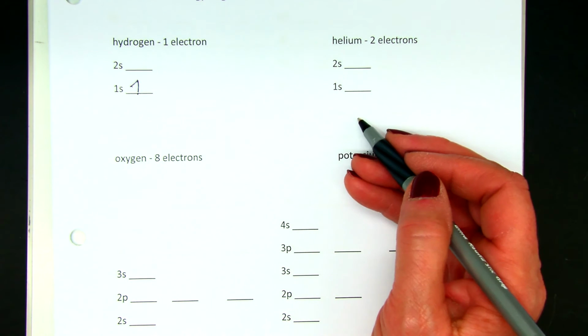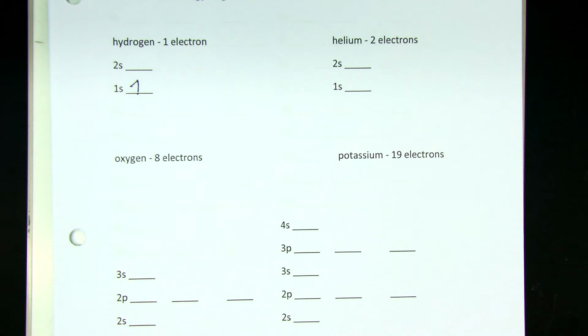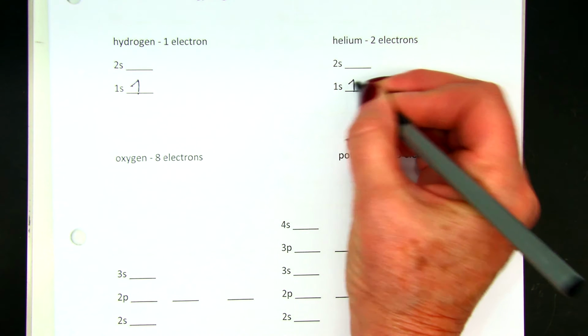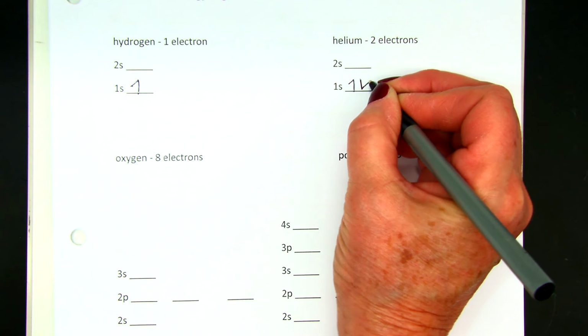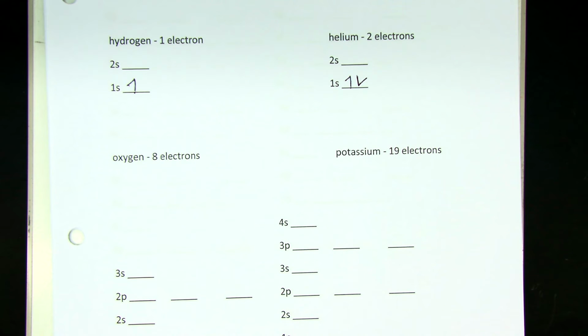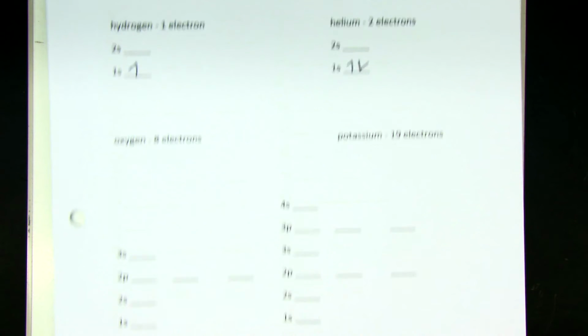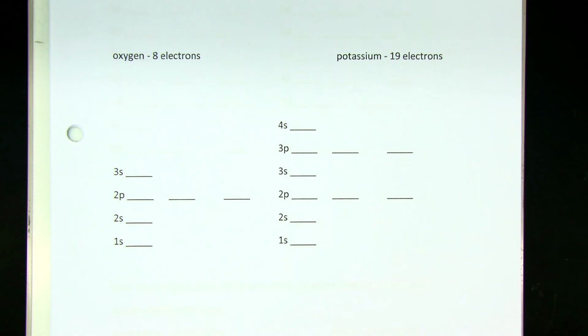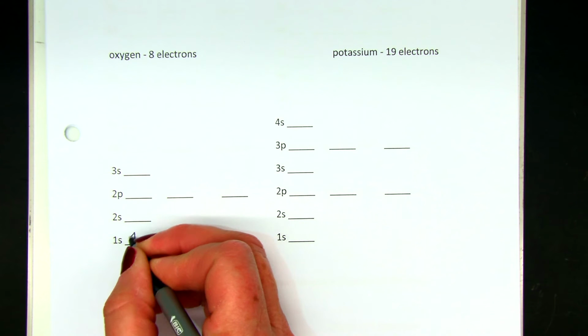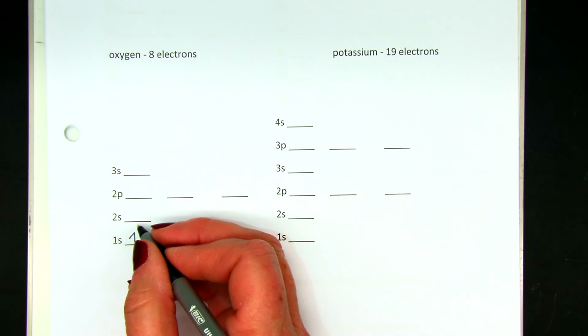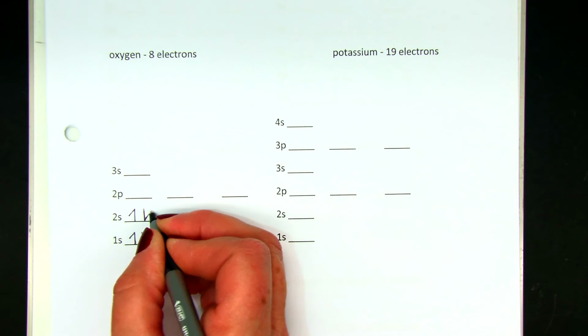Helium, 2 electrons. Each orbital can hold 2 electrons. 1s, 1, 1s, 2. We put 2 electrons in the 1s. Oxygen has 8 electrons. We start with the 1s, 1, 2. We go to the 2s, 3, 4.